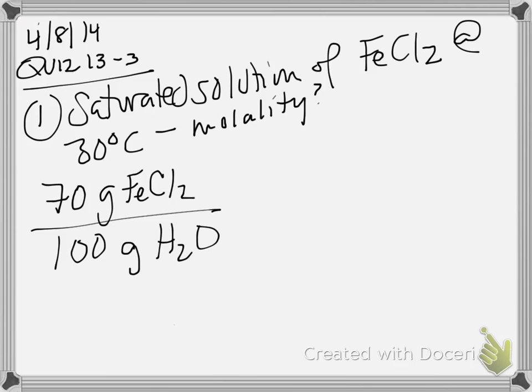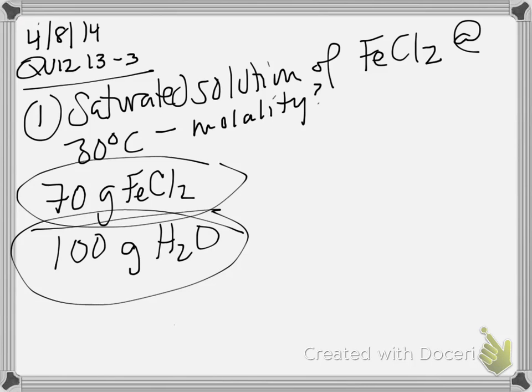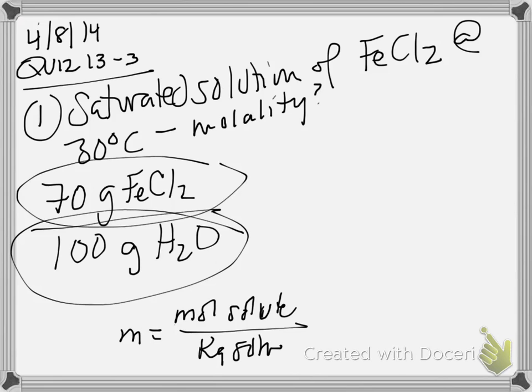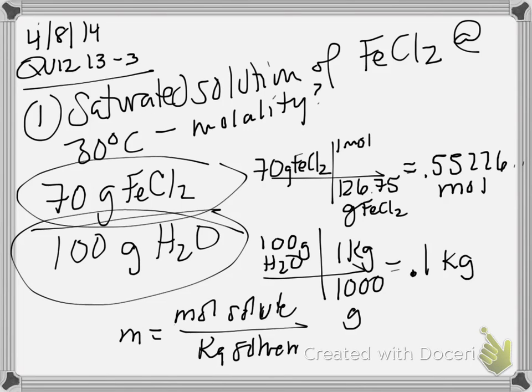Okay, so we need to know how many moles this is and what portion of a kilogram that is. Two different problems, and then you put it together in molality equals moles of solute over kilograms of solvent. Terrible, terrible writing. Okay, so once we've figured out how many moles we're talking about and what portion of a kilogram, we're ready to go ahead and plug those in.